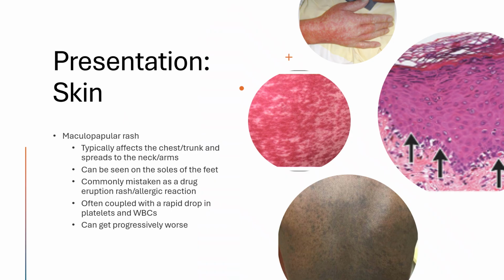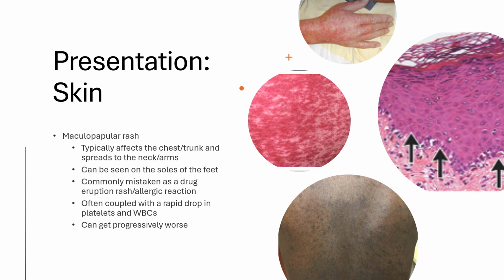So the first presentation we're going to talk about is skin. Here are some pictures of this maculopapular rash. The reason why it's hard to identify is these patients are usually started post-transplant on several medications they've never been on before. A lot of the things you see here are very similar to a drug eruption rash, so it is very difficult to rule that out, because the patient is going to have a lot of the same symptoms and the same presentation as that kind of rash.